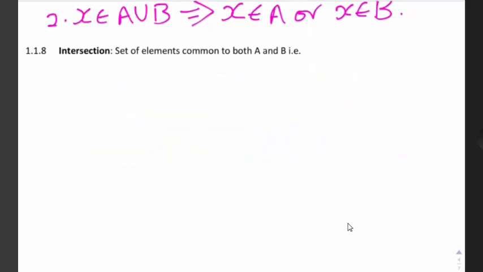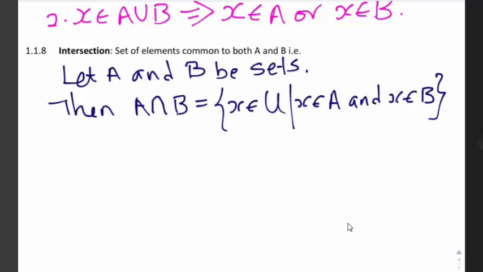The intersection of A and B is the set of elements that are common to both A and B. In mathematical notation, we say let A and B be sets. Then A intersection B is the set of all elements X in the universal set, such that X is an element of A and X is an element of B.